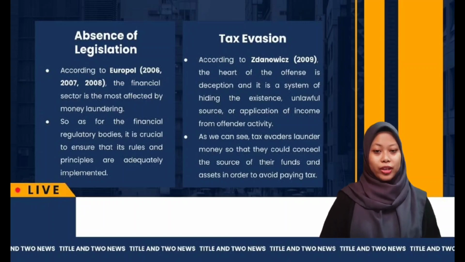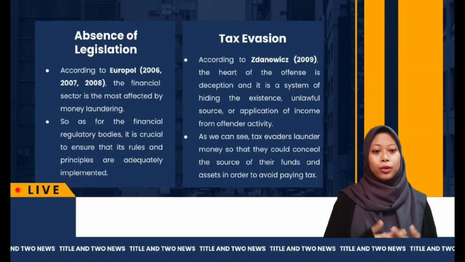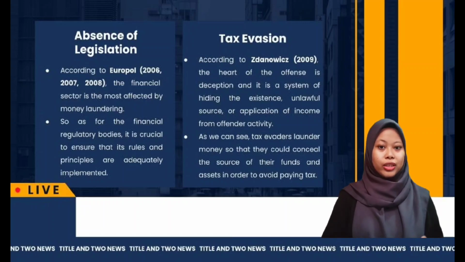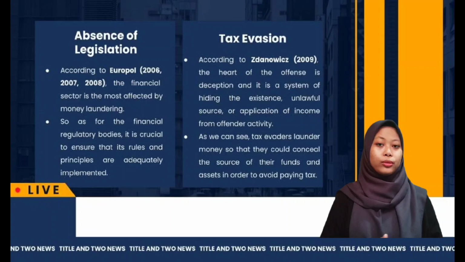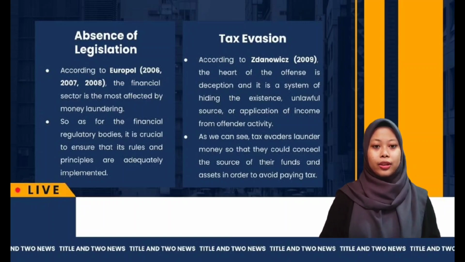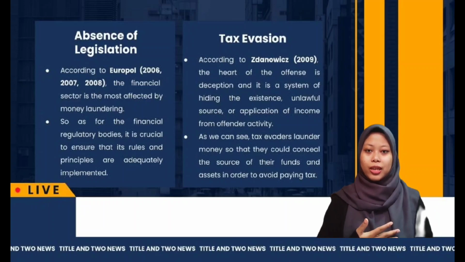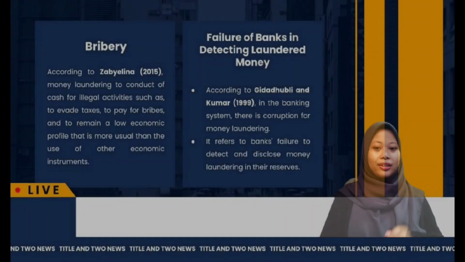The second one, tax evasion. According to Zdenovic 2009, the height of the offense is deception, and it is a system of hiding the existence, unlawful sources, or application of income from offender activity. As we can see, tax evaders launder money so that they could conceal the sources of their funds and assets in order to avoid paying tax. It is because it is relatively easy for people to avoid paying tax and launder money by purchasing property in relatively more stable but offshore economies. If the tax department lacks the resources to inquire about the incomes and monetary and non-monetary assets of politicians, elites and the common people. The third one, bribery.